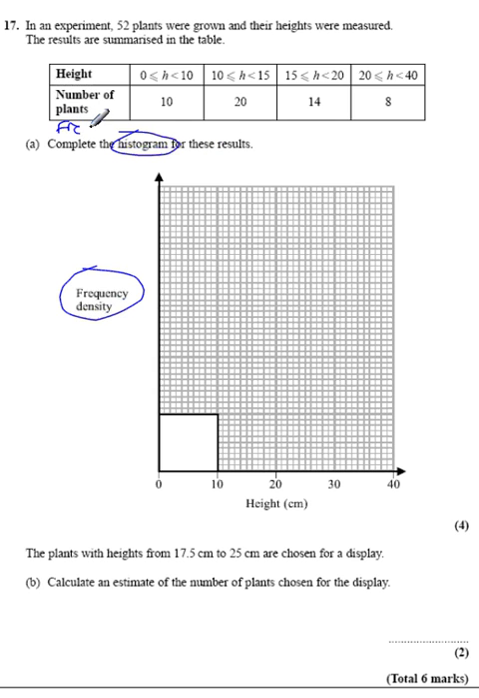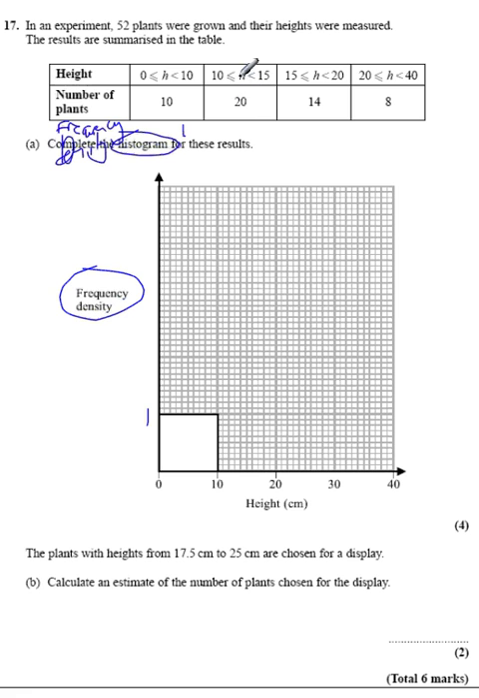per unit, whatever that unit is here. It's the number of plants per unit height. So the frequency density, right underneath, it's the frequency divided by the class width. 0 to 10, the class width is 10, so 10 divided by 10 is 1. So that is frequency density of 1, not 10.